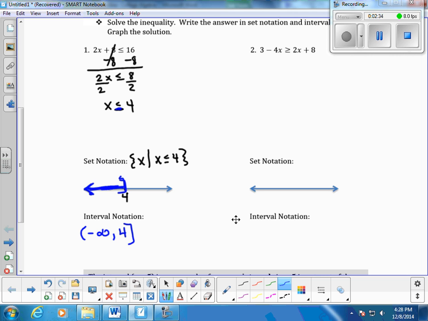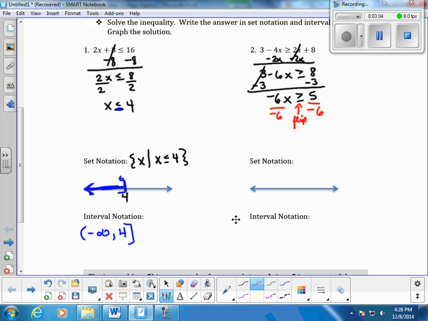All right, let's solve number 2. We want to get all the variables on the same side. So we'll move. Get x by itself, so I'm going to subtract 3 from both sides. Divide both sides by negative 6. When you divide both sides of an inequality by a negative number, you must remember to flip this sign. So you're going to get x, I need to flip that, and then I have negative 5 sixths there.